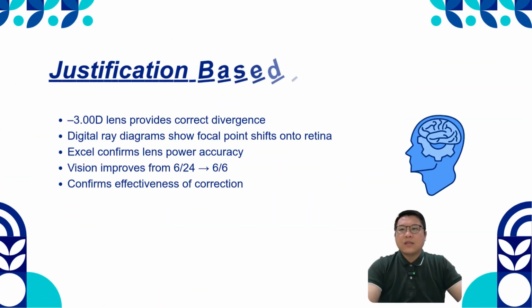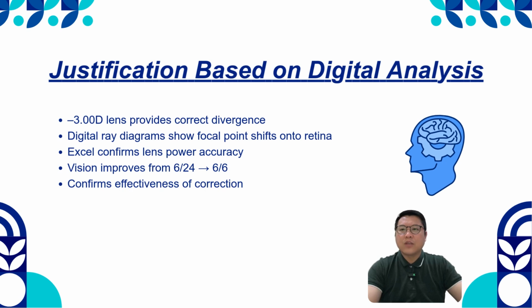The digital calculation and simulation clearly support the chosen correction method. The actual data show that a -3 diopter lens produces the correct amount of divergence required to shift the focal point onto the retina. The ray diagram simulation visually confirms this by demonstrating the corrected focal point alignment. With the corrective lens, the patient's visual acuity improved from 6/24 to 6/6, validating the accuracy of the prescription. This finding demonstrates how digital tools enhance clinical decision making and ensure precise correction.